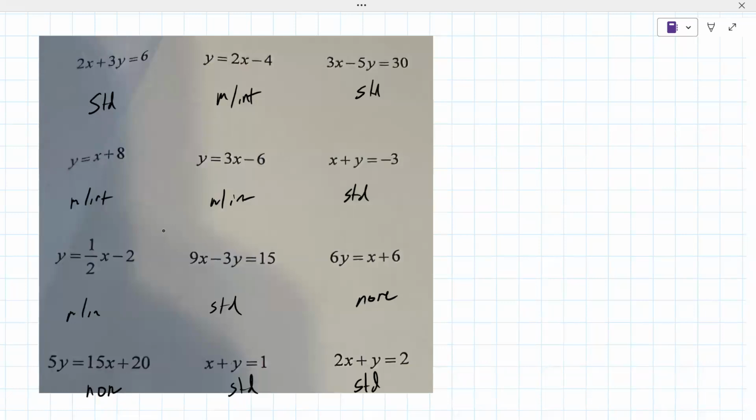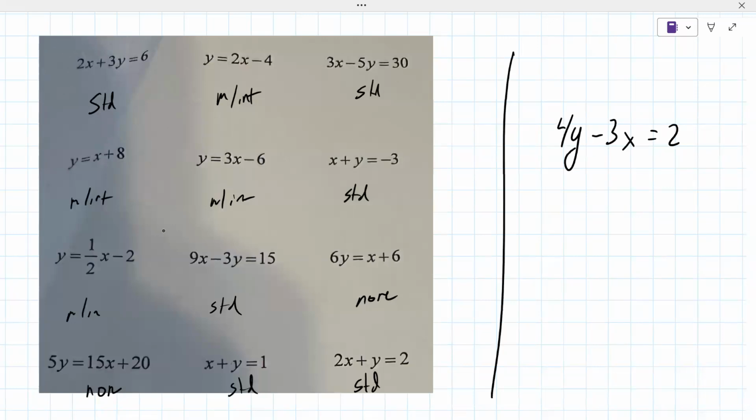I'm surprised your teacher didn't give you any that were like 4y minus 3x equals 2. What would this be considered: standard, slope intercept, point slope, or none? None. Okay.